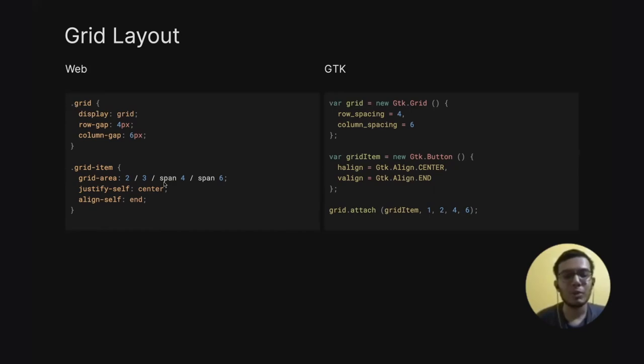And you use this notation to define how many rows a certain element will span and how many columns it will span. You do exactly the same thing in GTK. So you grid.attach a grid item and you specify its position and its span values. So it can determine where to place it and how much space to take.